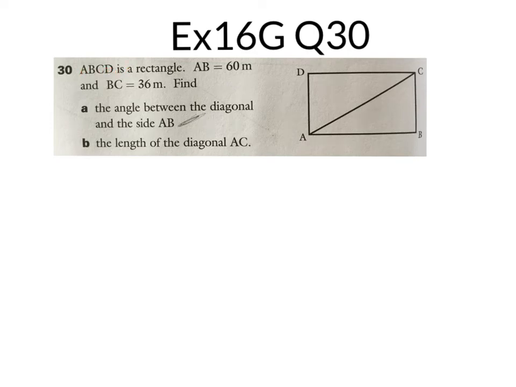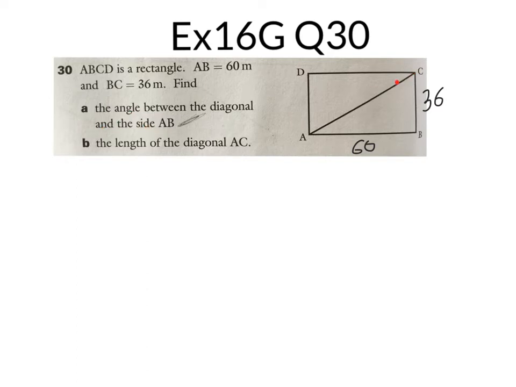ABCD is a rectangle. AB is 60, so let's label that. And BC is 36. Find the angle between the diagonal and the side AB.